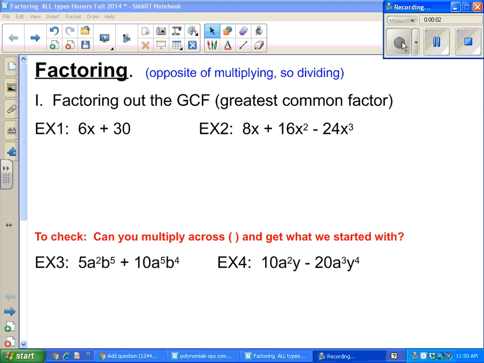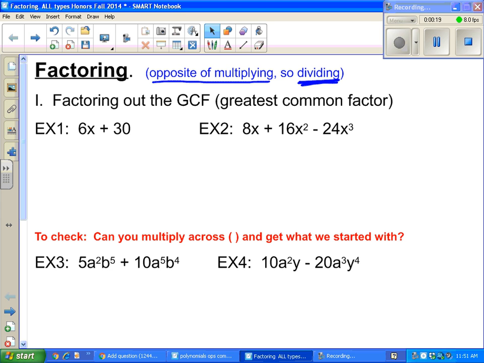All right, today's lesson is on factoring, and the first thing that we're going to do is learn to factor out the greatest common factor. As we look at factoring, the one thing I want you to know is that factoring is the opposite of multiplying. Factoring is dividing. So we're going to think about dividing out the greatest common factor.